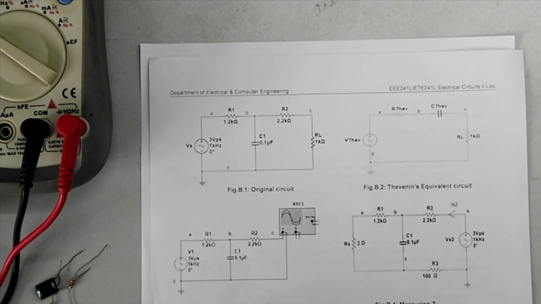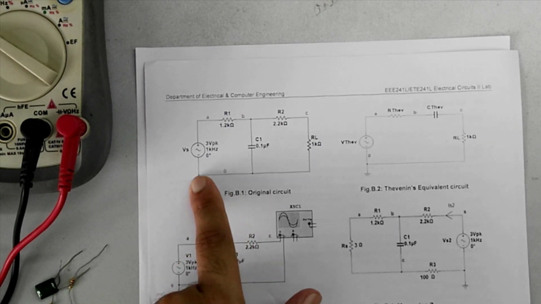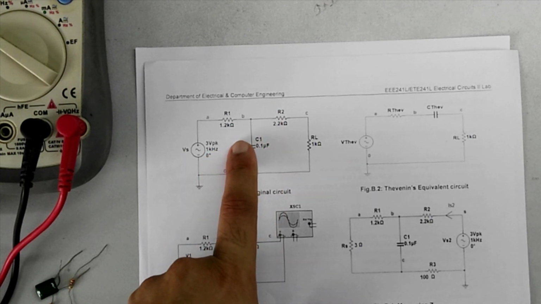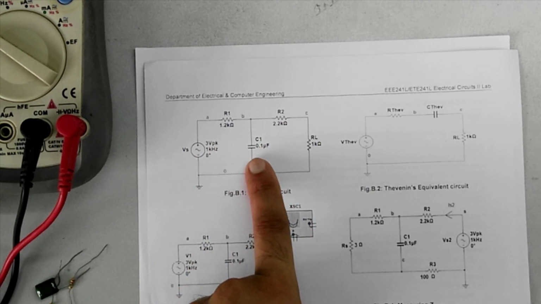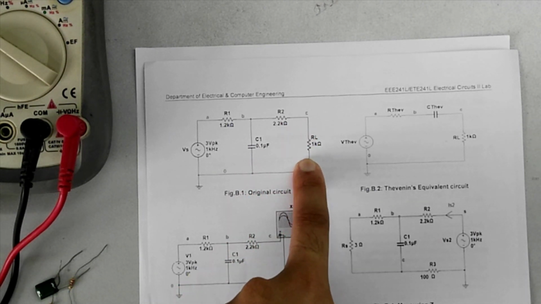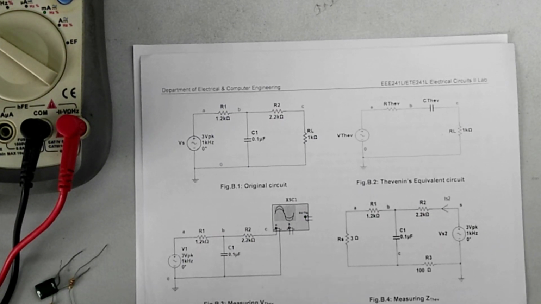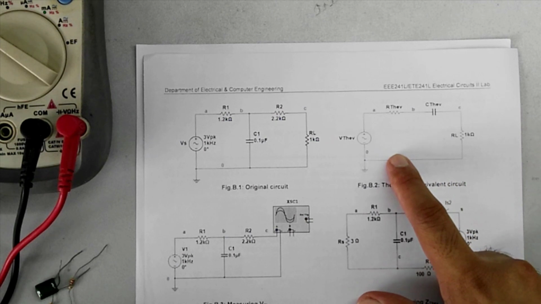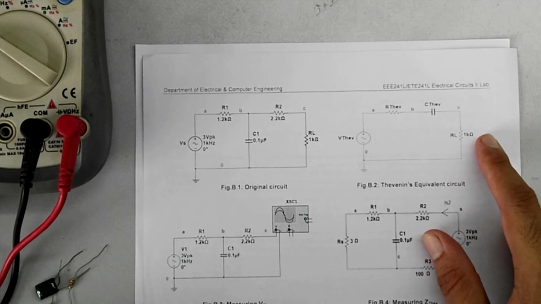So the original circuit that we are considering is this circuit B.1, where there is a source of 3-volt peak and 1 kilohertz, and the circuit consists of one 2.2K resistor and a 0.1 microfarad capacitor, and the load of this circuit is 1 kilo ohm. From verification of Thevenin's theorem, we will show that this original circuit and this Thevenin's equivalent circuit supply the same amount of current and power to the load resistance of 1K.